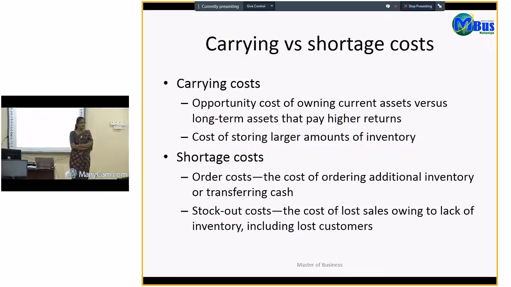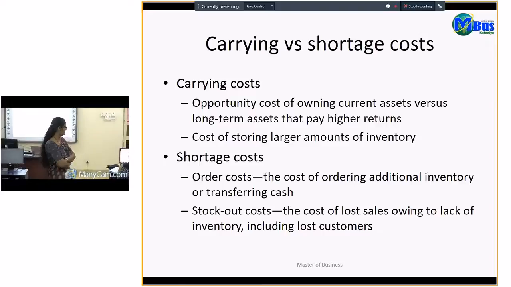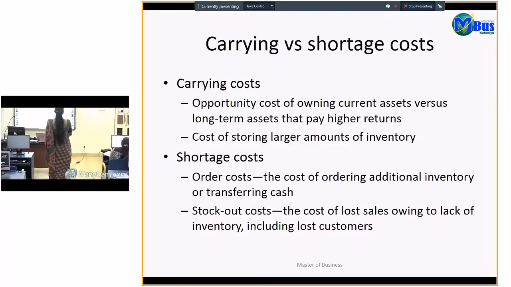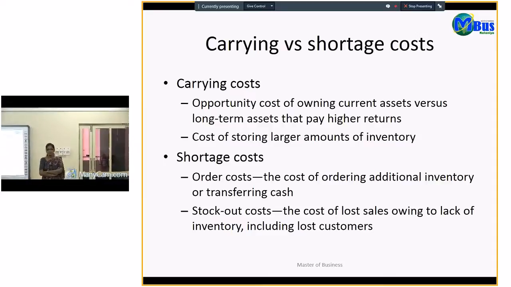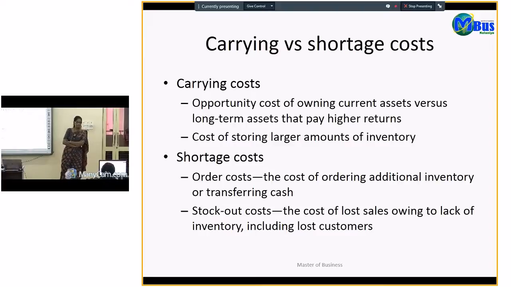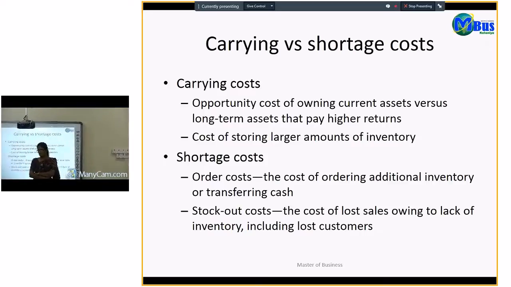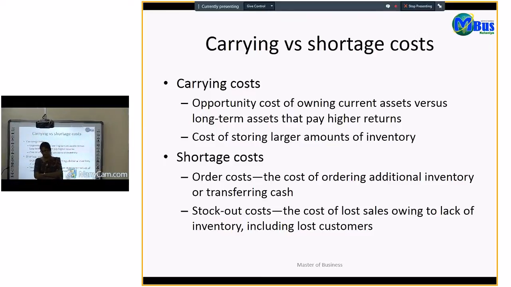Shortage cost means if we do not have enough current assets to meet the production, right, we might have to go for suppliers who sell the same item at a higher rate, right? And we will not be able to meet the sudden orders, right? Stock out cost means the cost of lost sales owing to lack of inventory, including lost customers, right? Customers will not be waiting till we purchase the goods or services from outside and produce the product. We should maintain the right amount of stock with us to meet the sudden orders, right? So we will be losing the customers if we do not maintain the right amount of current assets, right? So this will create cost for the firm.